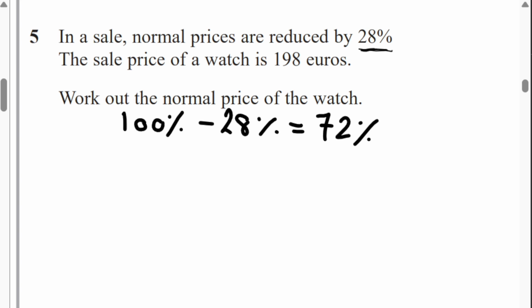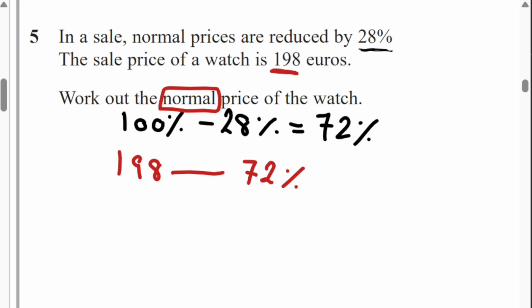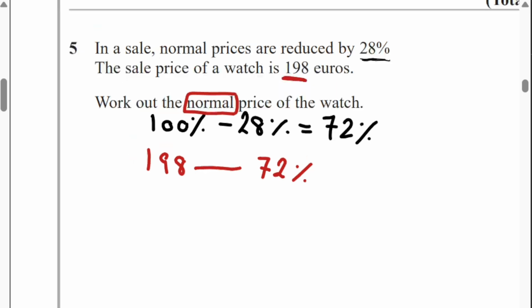Alright. That means this price here, 198, is actually 72% of the real or the full or the original price. This is 72%. So the question asks you to find the normal price. The normal, the original, is always 100%. So now, how do we get 100%?